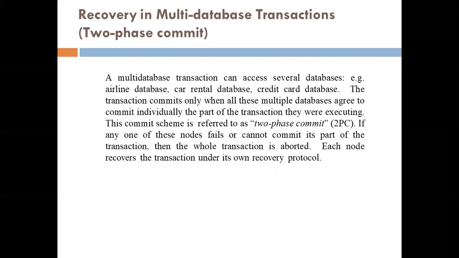So multi-organization based transactions will also happen where multiple databases will be used. Here the transaction will commit only when all these multiple databases agree to commit individually the part of the transaction that they were executing. This commit scheme is referred to as two-phase commit, 2PC for short. If any one of these nodes fails or cannot commit its part of the transaction, then the whole transaction is aborted. Each node has to recover based on its own recovery protocol.